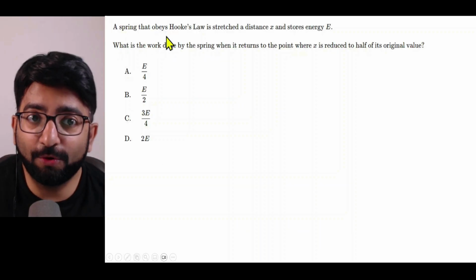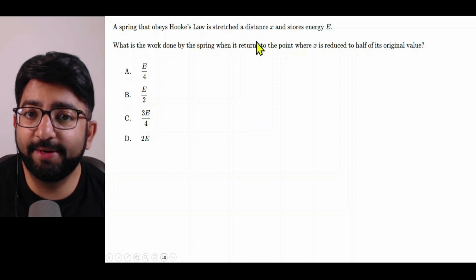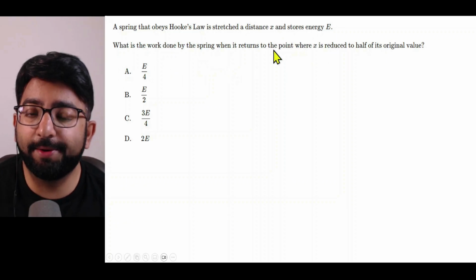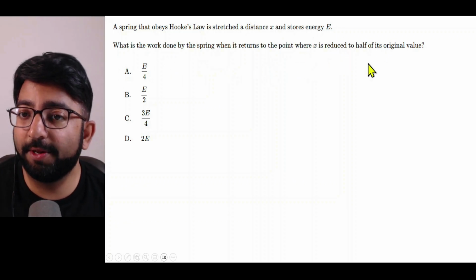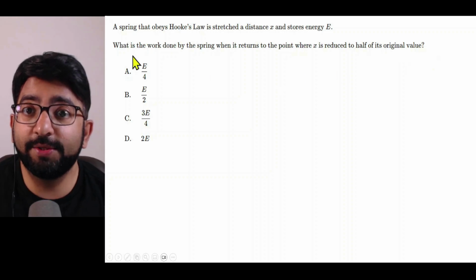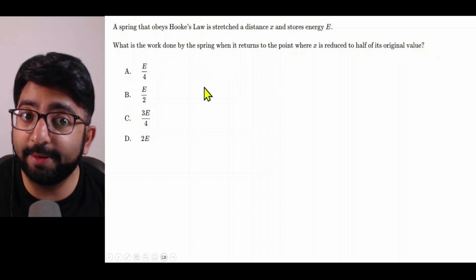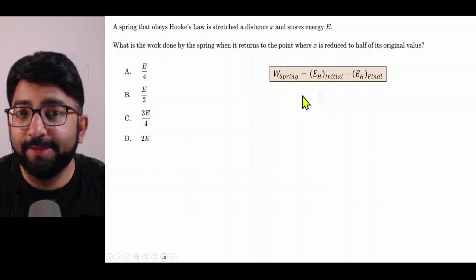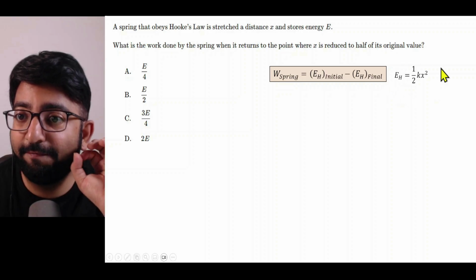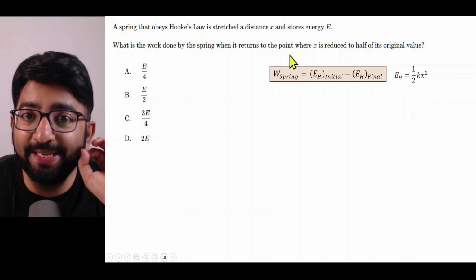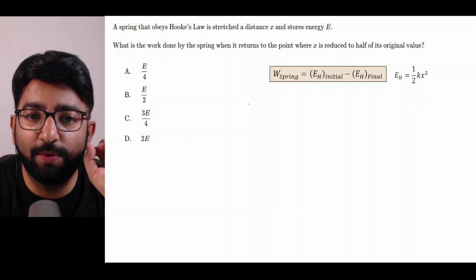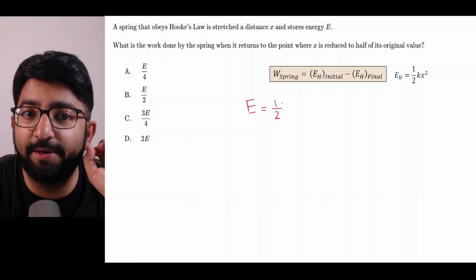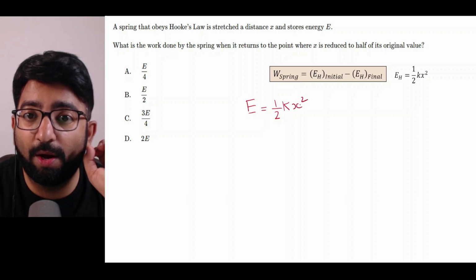Here we have a spring that obeys Hooke's law. It is stretched by a distance x and stores energy E. What is the work done by the spring when it returns to the point where x is reduced to half of its original value? Now, since we have to figure out the work done by the spring, we know the formula is initial energy minus the final energy. And the formula for elastic potential energy we know is half kx square. So initially they have given the energy is E. So let's write it down. Initially the energy is E, the stretching distance is x. So we write down half kx square.